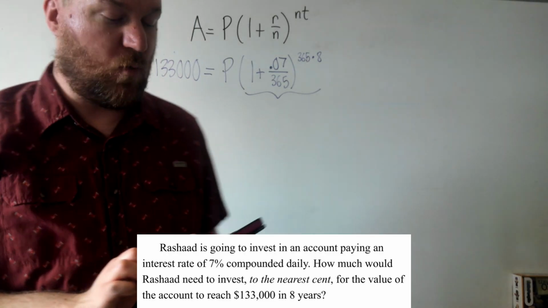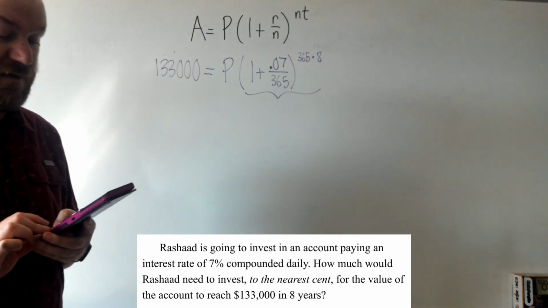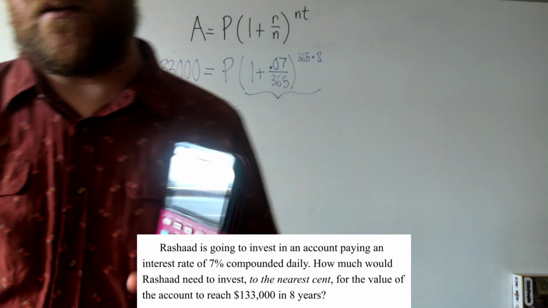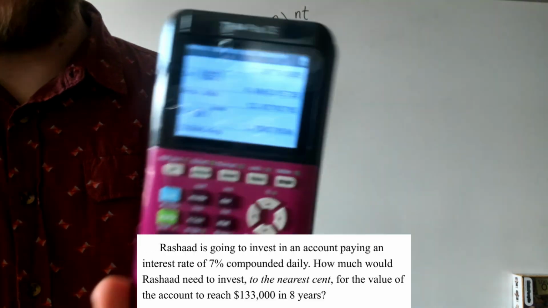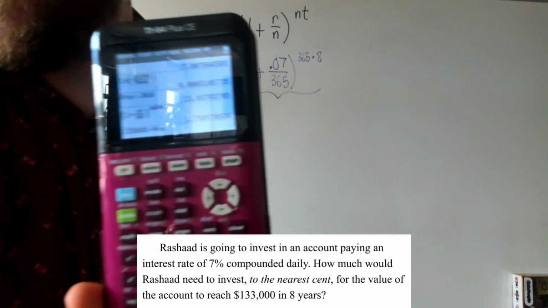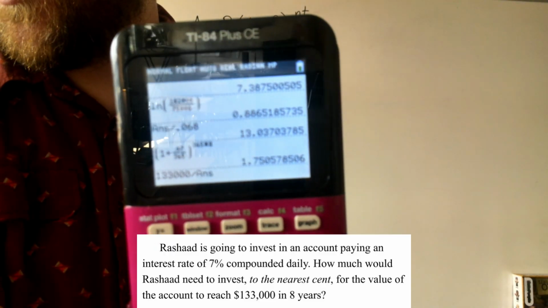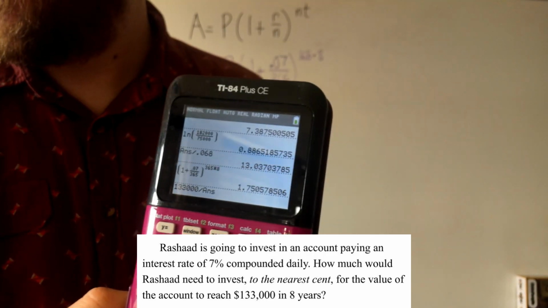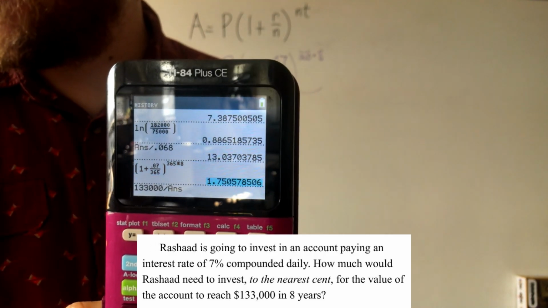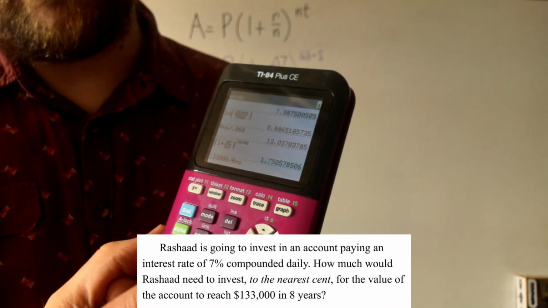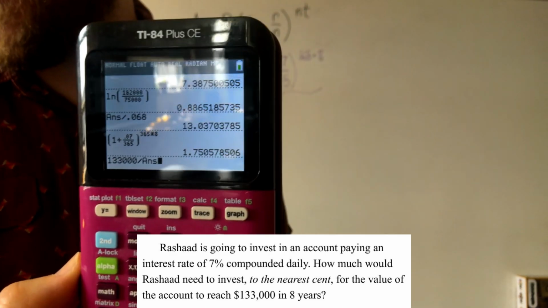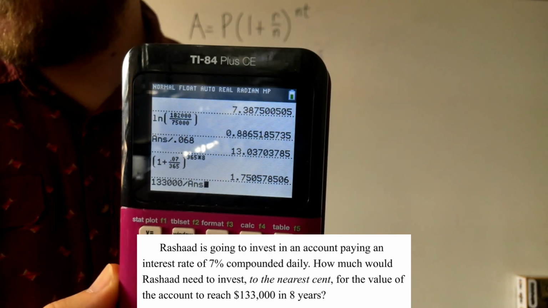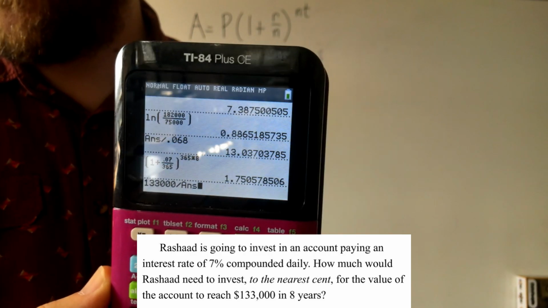I'm going to do $133,000 divided by, and since I don't want to type in the whole decimal again, what I'm going to do is I typed in 133,000 divided by, and then I just went up, I highlighted the last answer and hit enter. And what it did is it put the letters ANS there. Sometimes when you do it, it puts the actual decimal there. Sometimes when you do it, it just brings the value down.